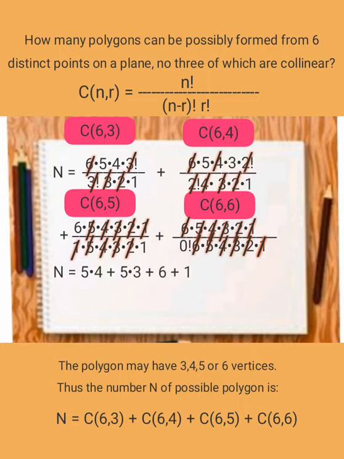So, meron tayong 5 times 4 plus 5 times 3 plus 6 plus 1. So, 5 times 4 is 20, 5 times 3 is 15, and 6 plus 1 is 7. So, 20 plus 15 plus 7 is equal to 42. So, there are 42 possible polygons that can be formed from 6 distinct points on a plane, no 3 of which are collinear.